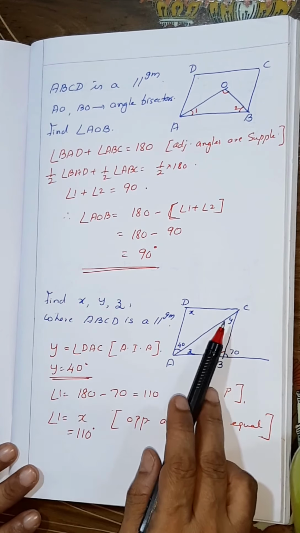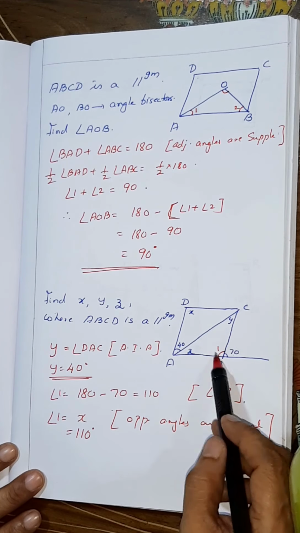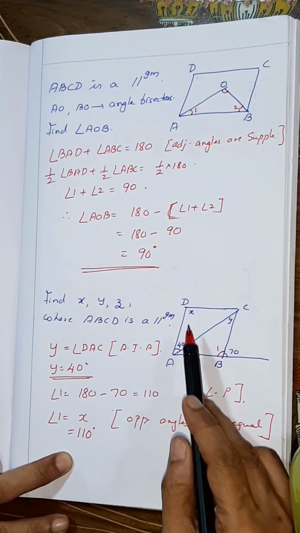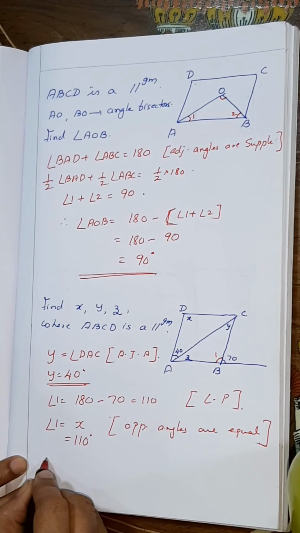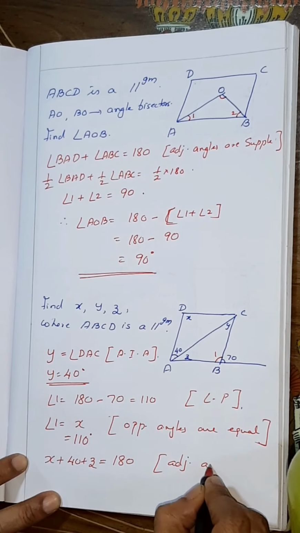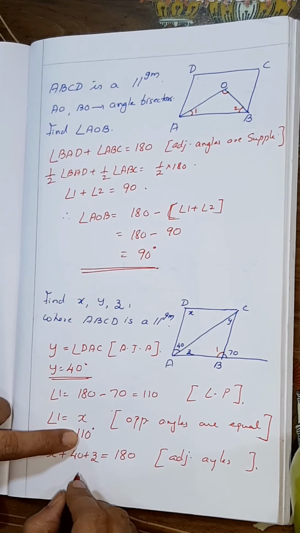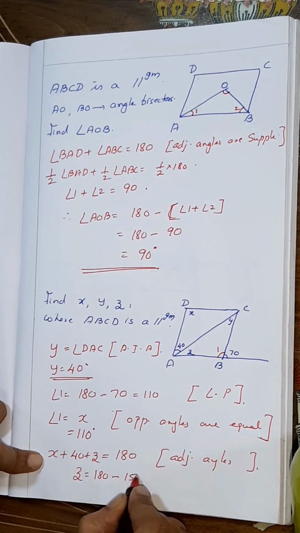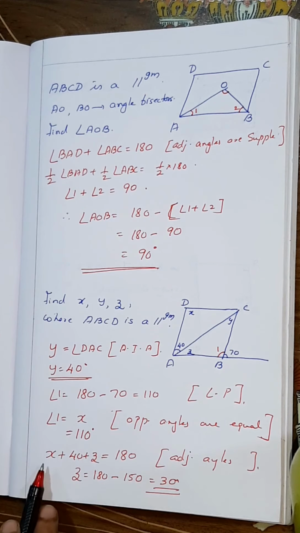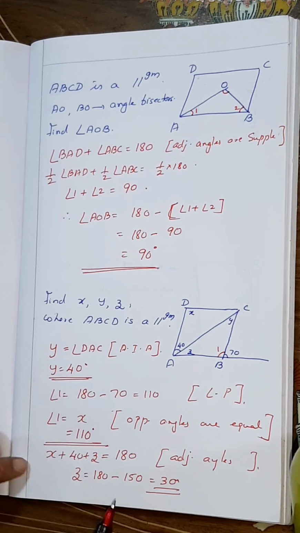So, now we got x, we have got y. Now we have to find z. So, either we can use the angle sum property to find the value of z, or we can also use x plus 40 plus z. They form co-interior angles and their adjacent angles are supplementary. So, x plus 40 plus z is equal to 180. Adjacent angles are supplementary. So, x is equal to 110, plus 40, 150. So, z is equal to 180 minus 150 is equal to 30 degrees. So y is 40, x is equal to 110 and z is equal to 30 degrees.